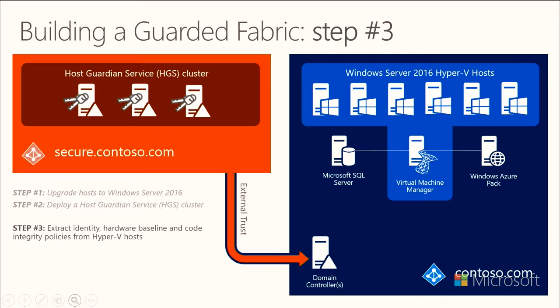So let's just pause there. The first thing that we need is this identity. This is to ensure that the Hyper-V host is actually allowed to participate in the guarded fabric. The second thing that we need is this hardware baseline, a good technical term here for you.